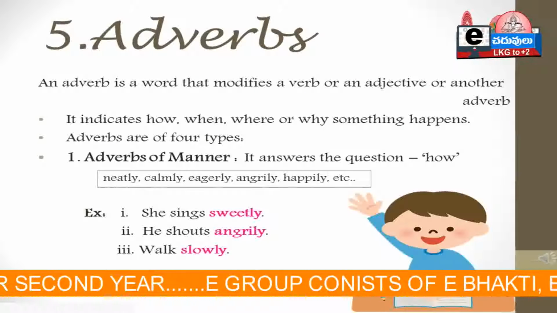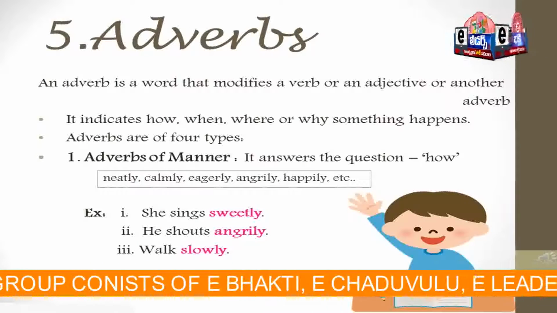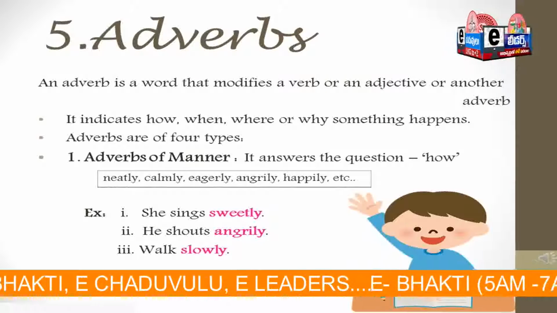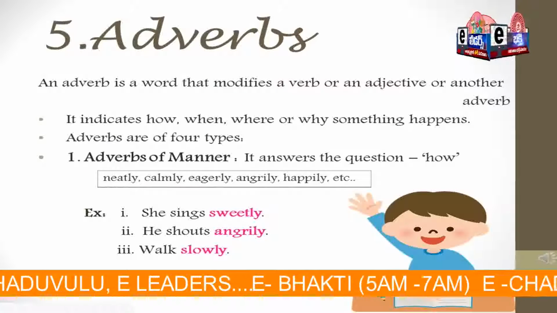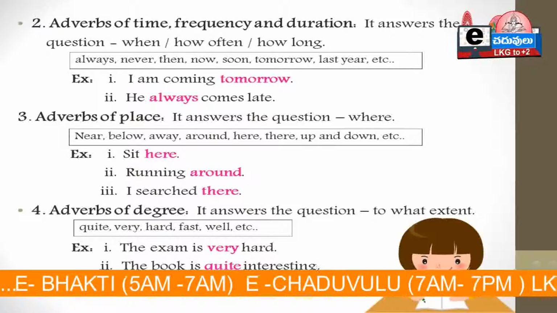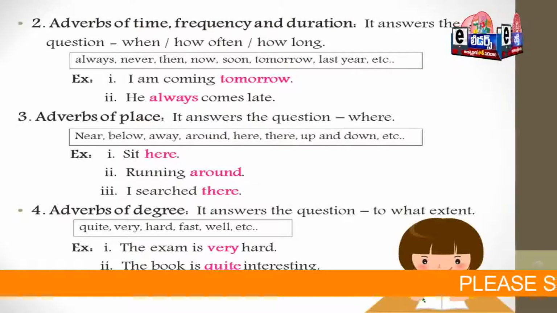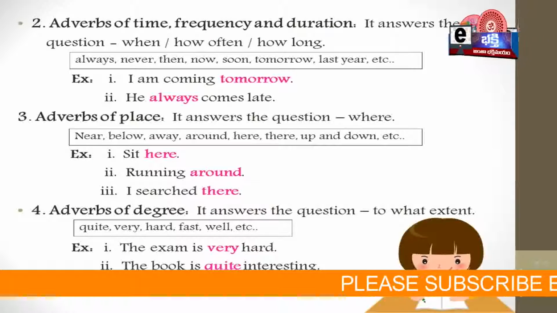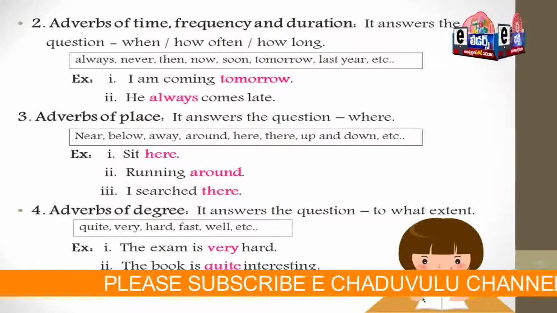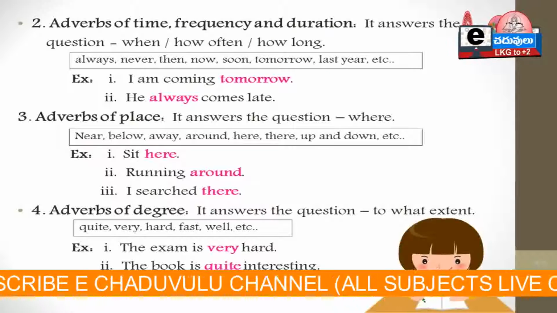So here in the examples you can see the words in pink color are the adverbs which show how or in which manner the action is taking place. Adverbs of time, frequency and duration. These adverbs answer the question when, how often or how long the action is taking place. They are always, never, then, now, soon, tomorrow, last year, this year, etc.